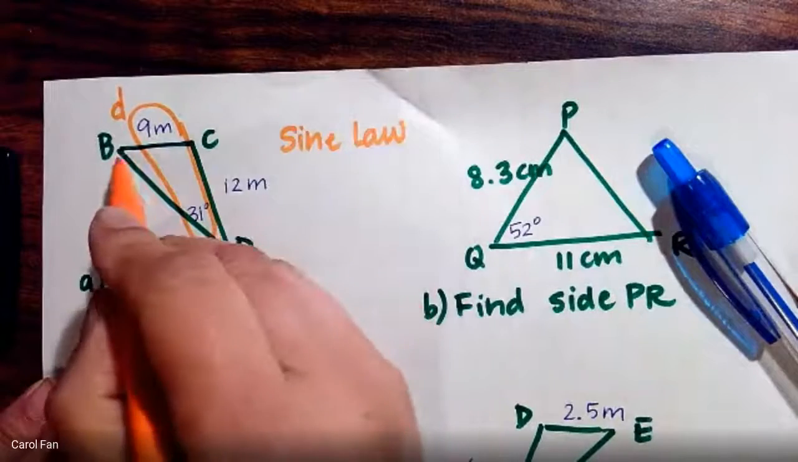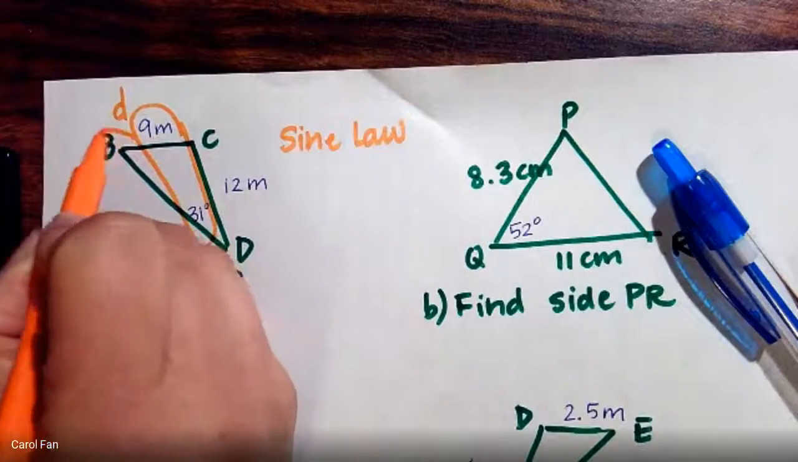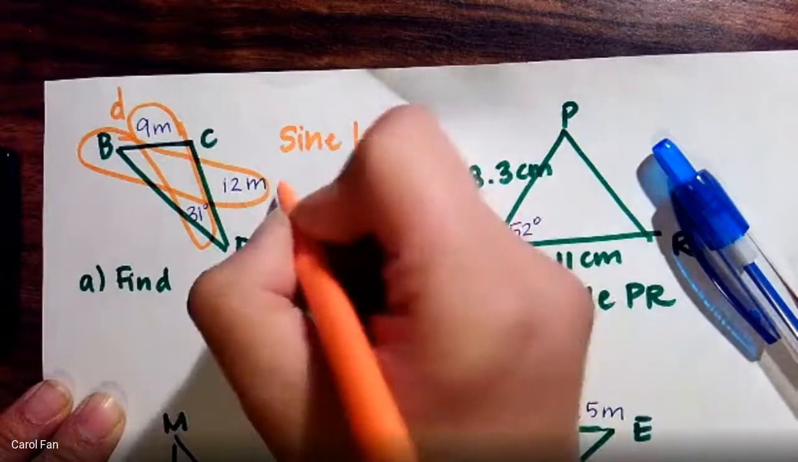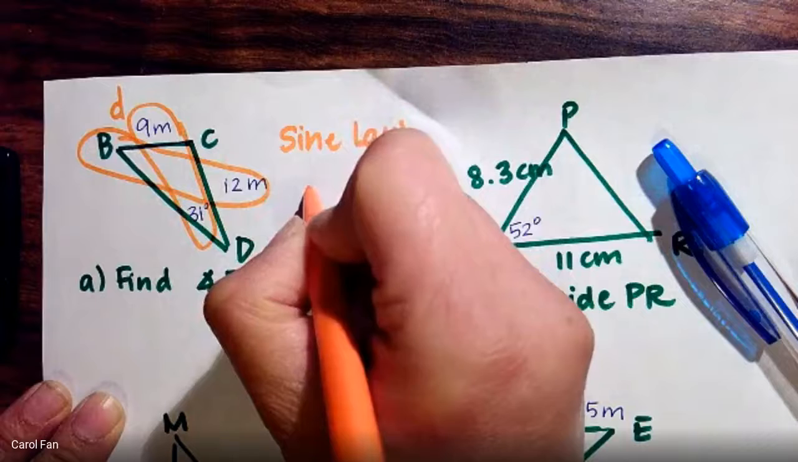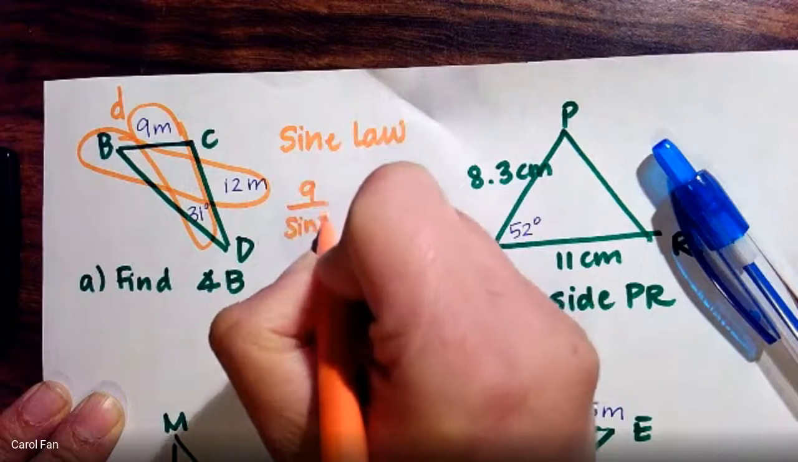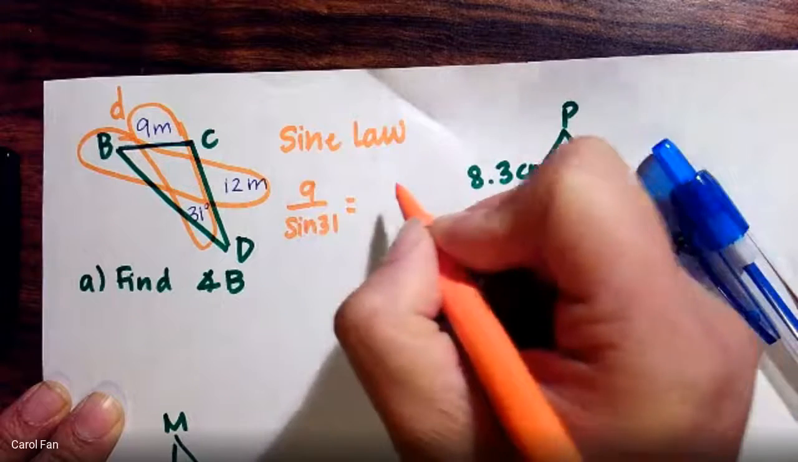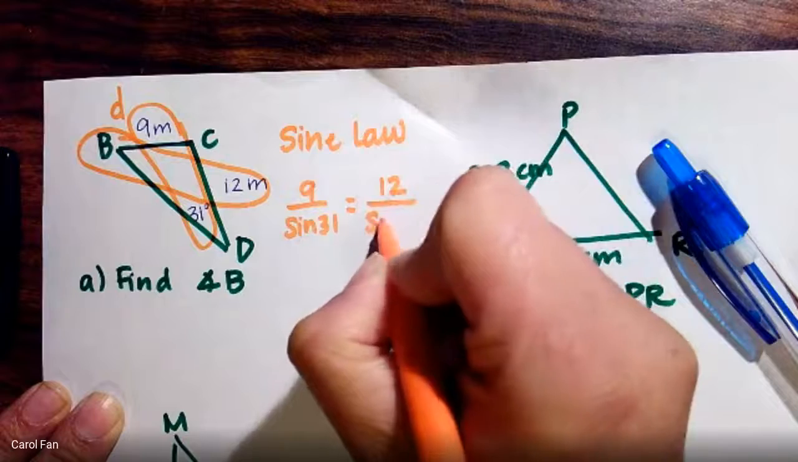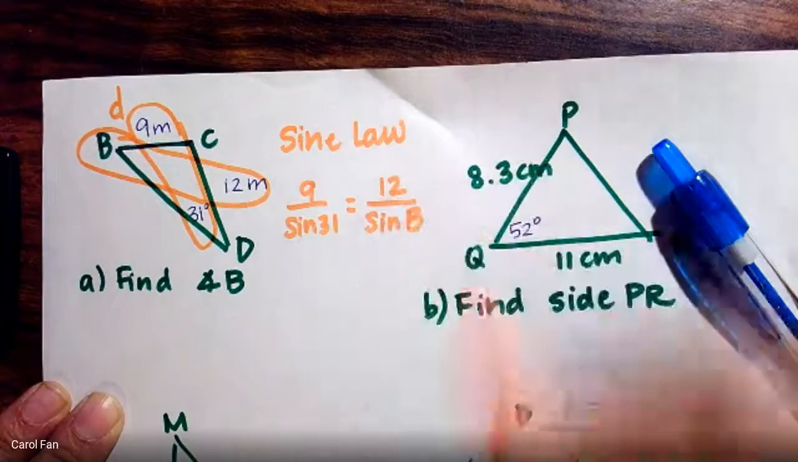We need to find angle B. So this is our other pair that we're going to use, and we will have 9 over sine 31 equals 12 over sine B.